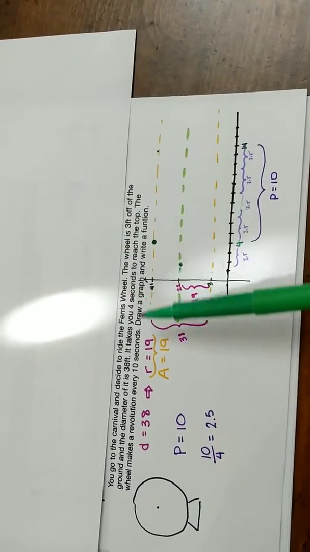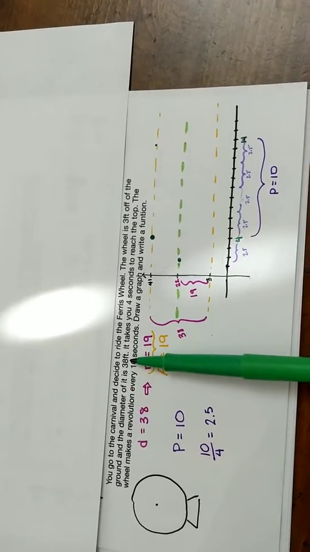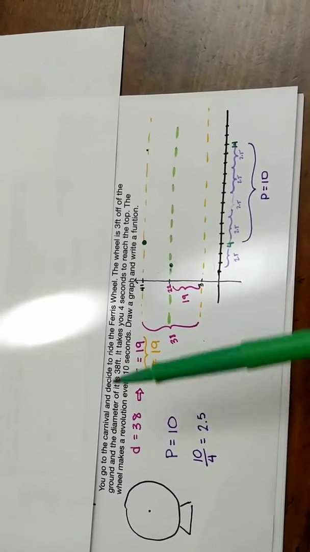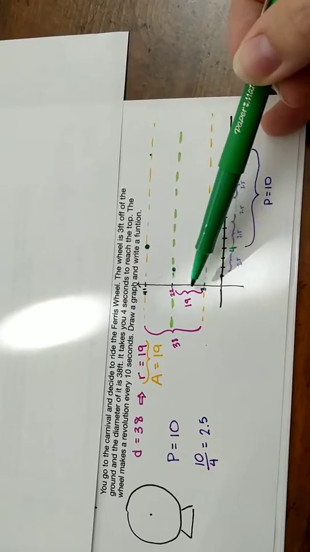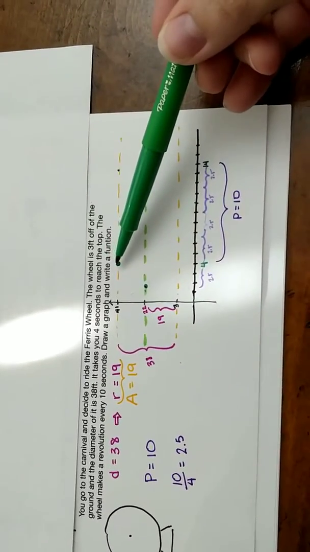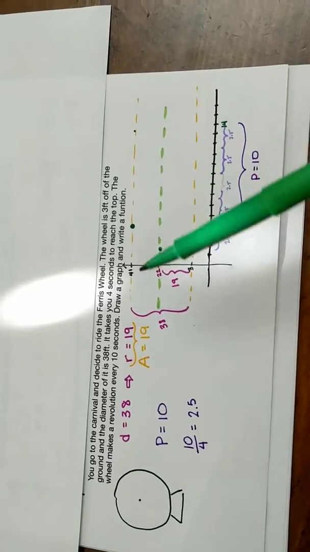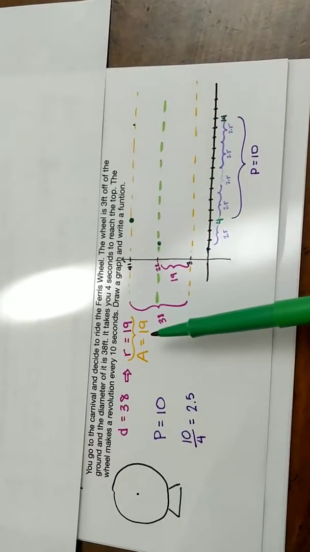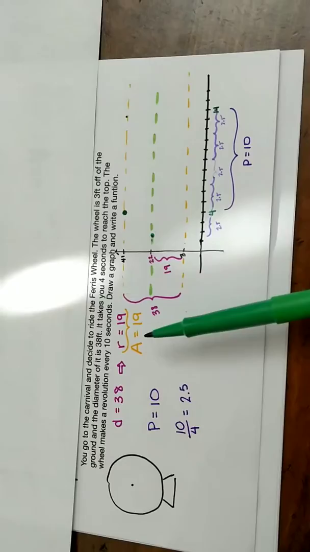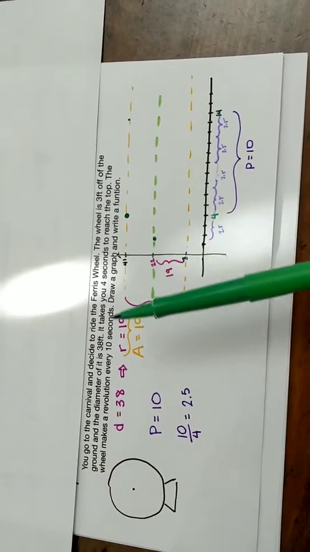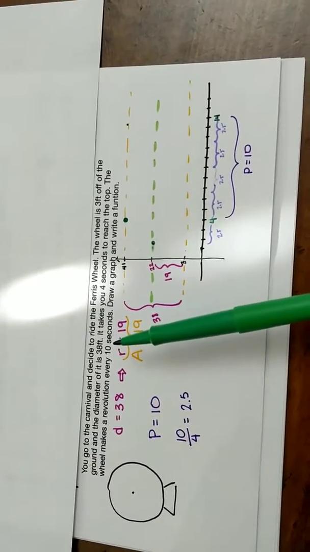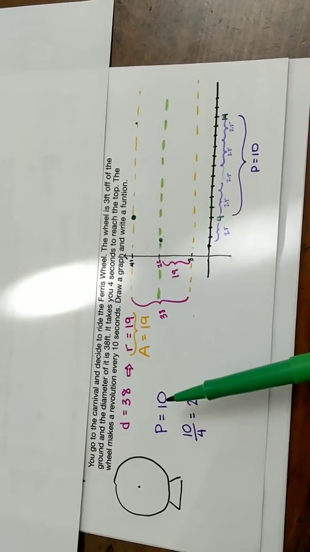We know that the diameter of the Ferris wheel is 38. So that means from your 3 feet, at some point you're going to reach a full height of 41 feet. And that means we can use our radius as our amplitude. Also, it tells us that the period length is 10 because a full revolution takes 10 seconds.